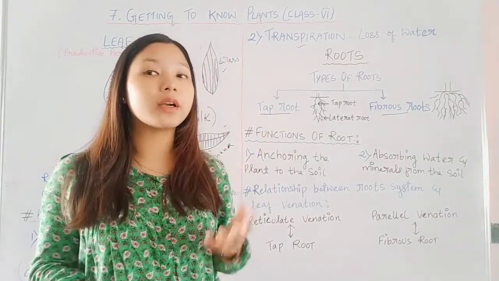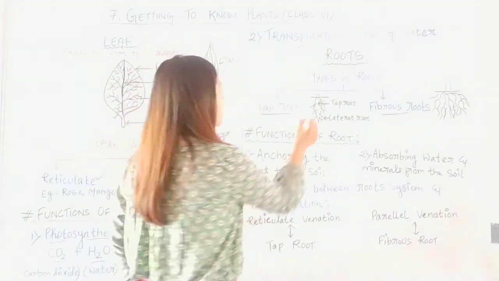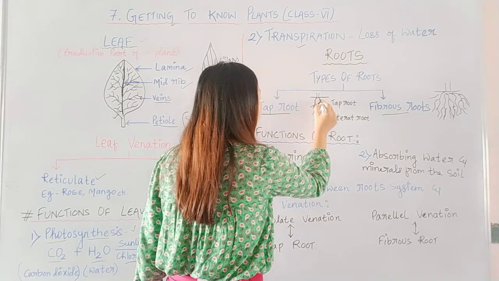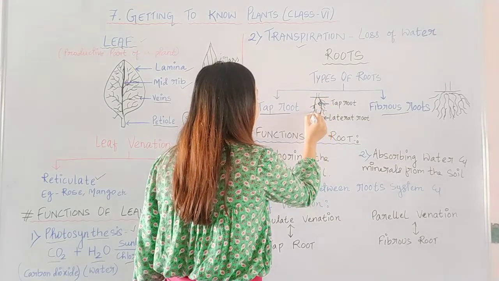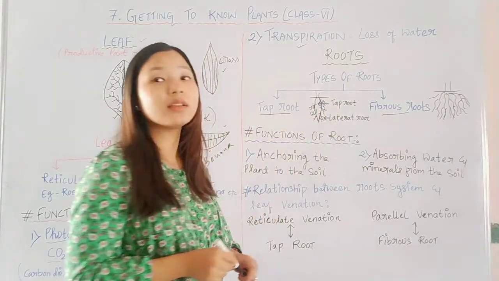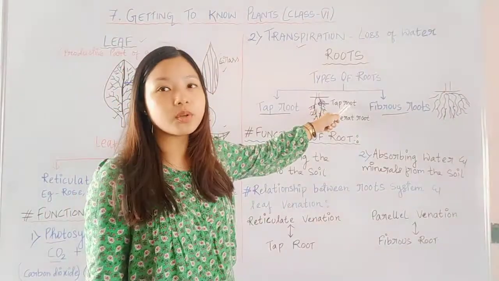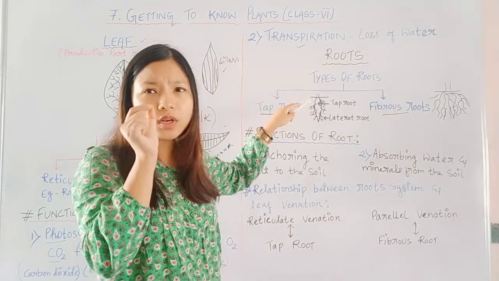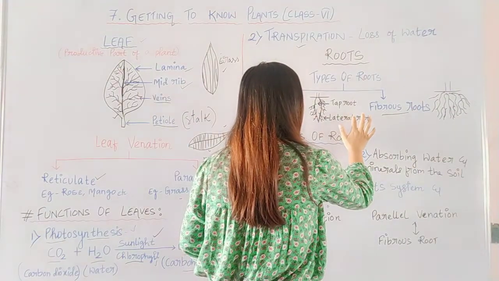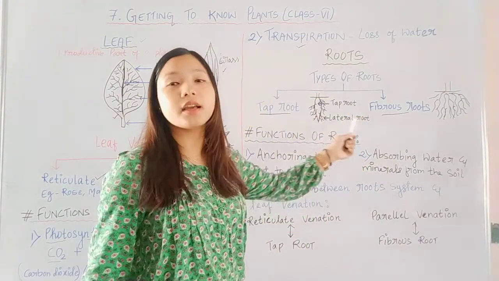If you remember how they look, they have a thick main root and very tiny hair-like small roots coming out from this main thick root. This thick main root is known as the taproot, and the smaller, very thin roots coming out from this taproot are known as lateral roots.